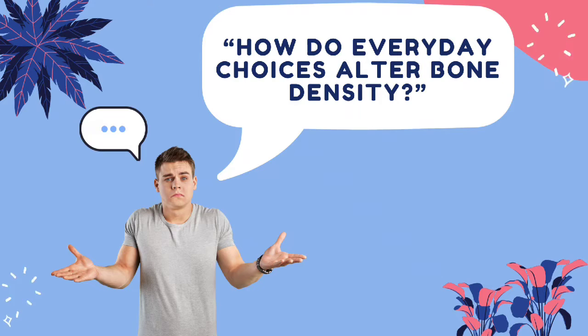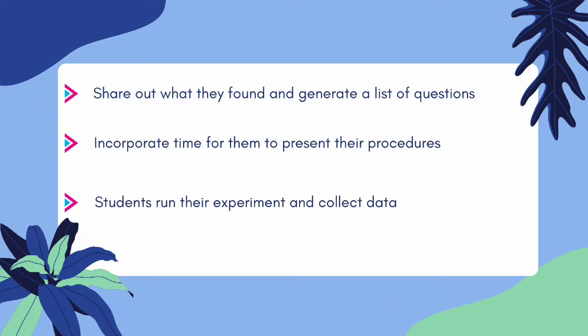Give students a good database to use and let them quickly research this question. Have each group share out what they found and generate a list of questions they still have. The goal is for them to have more questions than answers at this point. Challenge each group to develop their own more specific guiding question that they will use to launch an investigation. To help students develop a procedure for testing their guiding question, we should incorporate time for them to present their procedures to the class to gain feedback.